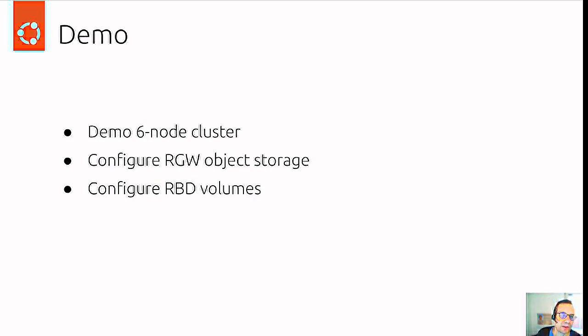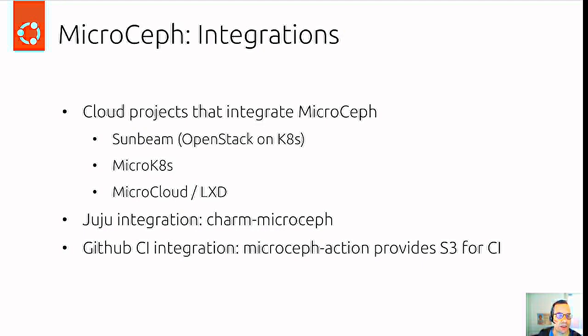Next up, I'm going to talk a little bit about MicroCeph integrations. This means which projects make use of MicroCeph and how you could integrate this into your clouds. First up, there's Sunbeam, the OpenStack on K8s project from Canonical, which makes use of MicroCeph internally. You can also use MicroCeph together with MicroK8s to provide storage for a K8s cluster, and similarly for LXD and MicroCloud, also providing storage for these cloud environments. I'll talk about the Juju integration in a bit. Last but not least, we have a small MicroCeph action that provides S3 for your CI workflow.